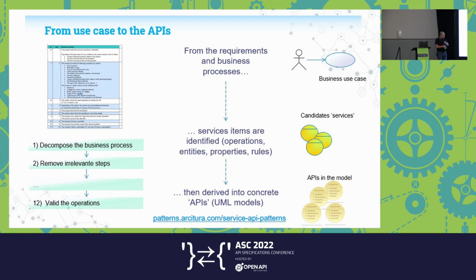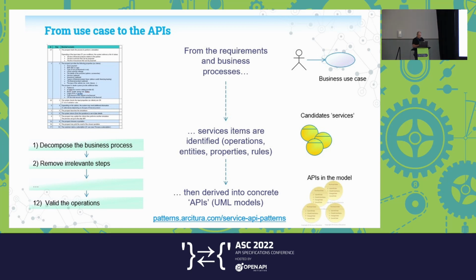I recommend the patterns on the site arcitura.com. There are hundreds of patterns. Not all are useful, but a part of these patterns are very useful, and explain how, from the business requirements, to transform that into a set of, it's not yet an API, it's quite an API. A set of APIs and operations inside of these APIs.